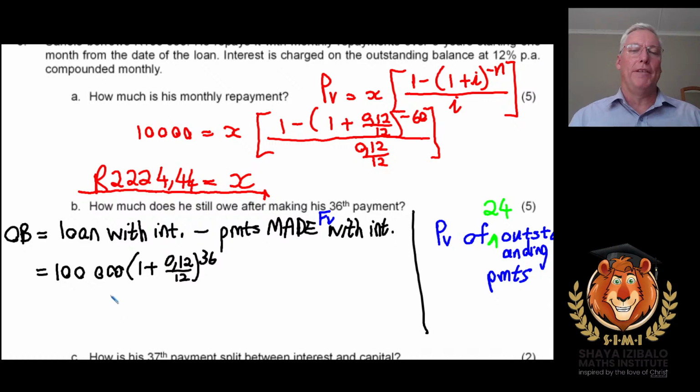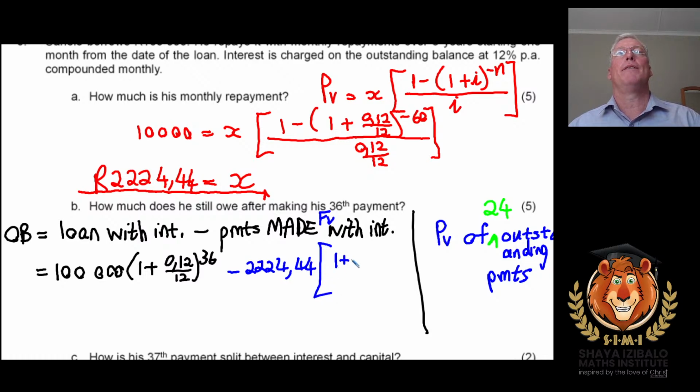If you think about it, this method makes an enormous amount of sense. If the banker hadn't lent Sanele the money, this is what their money would be worth. The money that they've received from Sanele by way of repayments is worth 2,222.44 times the future value factor: (1 plus 0.01) to the power of 36, minus 1, over 0.01. I'm hoping you're okay with me changing the 12 over 12 to 0.01.